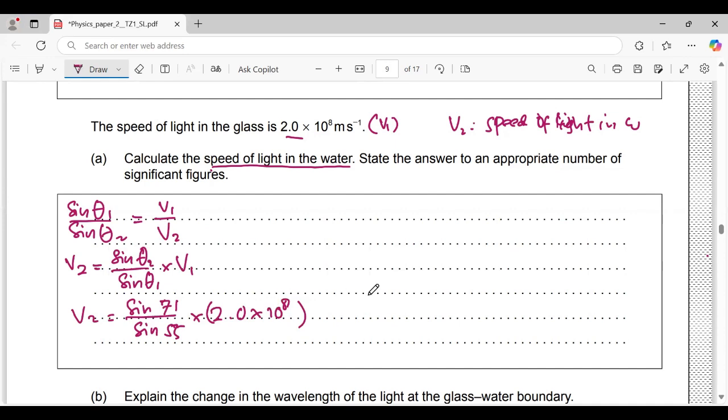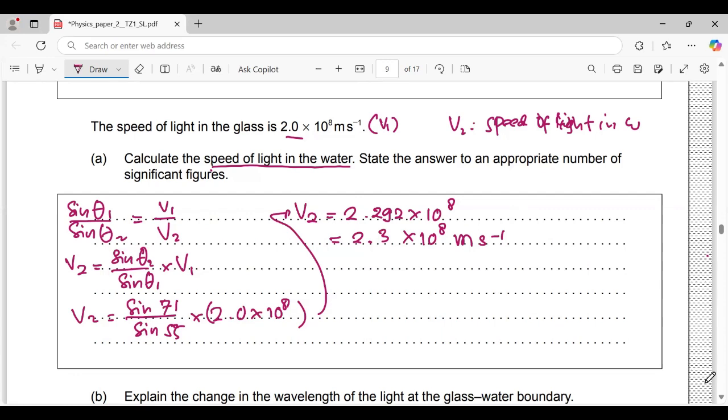And if you calculate, this is V2. V2 is 2.292 times 10 power 8. With the appropriate number of significant figures, rounded to 2.3 times 10 power 8 meters per second.